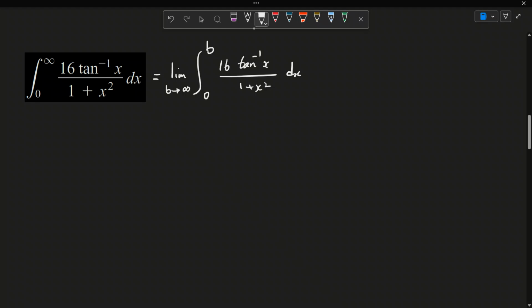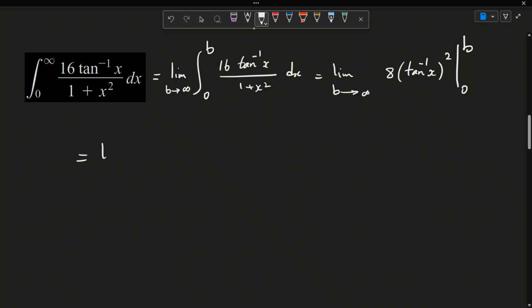So since the derivative of tan inverse is next to that, if we consider tan inverse as t, then this is t dt, and the integral of t dt is t squared over 2. So this is the limit when b approaches infinity of 8 times t squared, but t is tan inverse x, squared, from 0 to b.